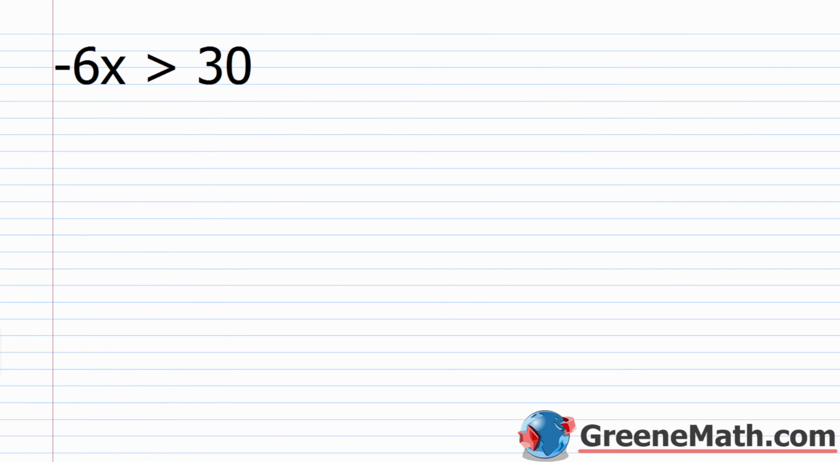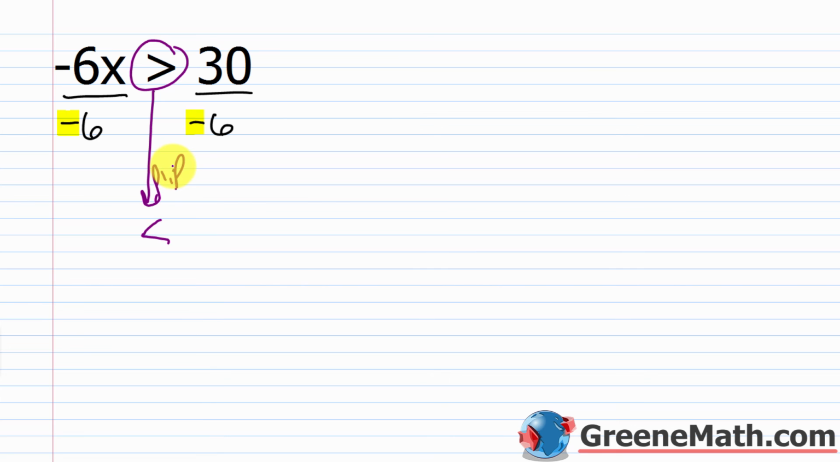All right, let's take a look at negative 6x is greater than 30. Now I want x by itself, and in order to get x by itself, I need to divide both sides of the inequality by the coefficient of x, which is negative 6. Now, again, I'm dividing by a negative. If I multiply or I divide by a negative, I've got to flip the direction of the inequality. So do that first so you don't forget. So right now it's a greater than, it needs to become a less than. So you flip it. Flip.